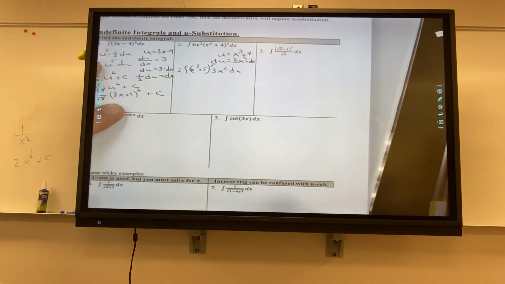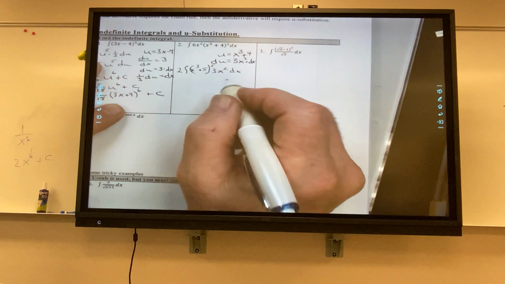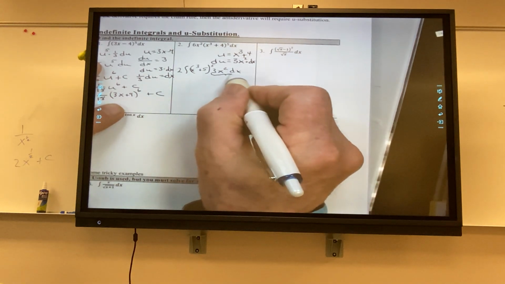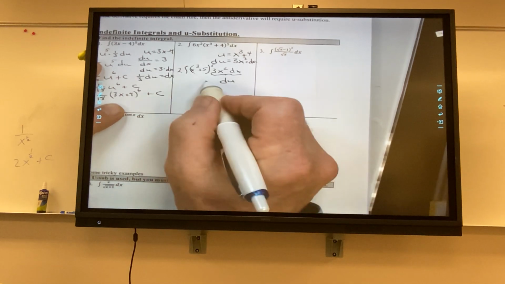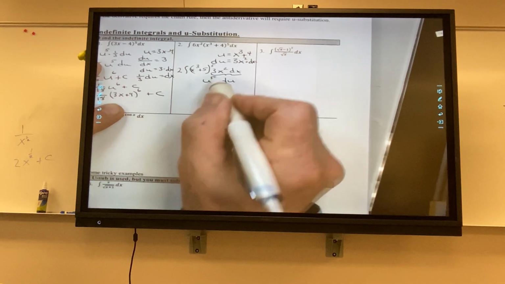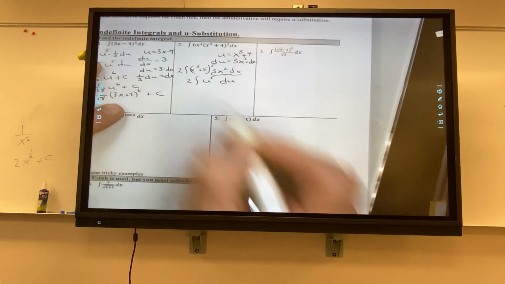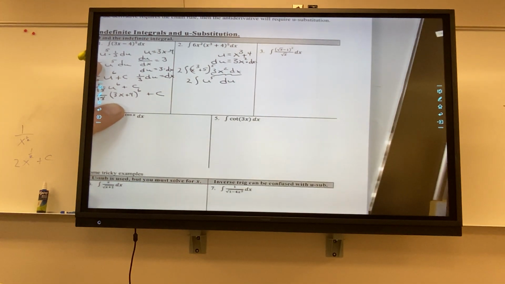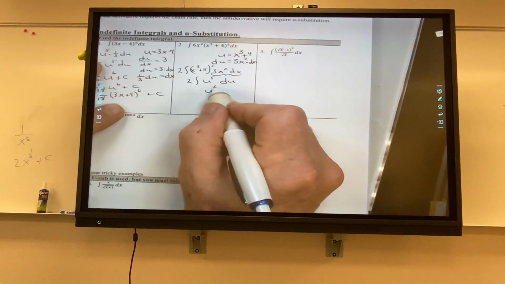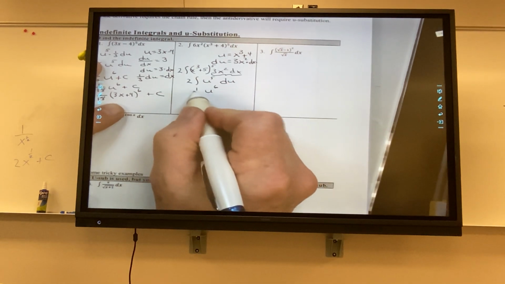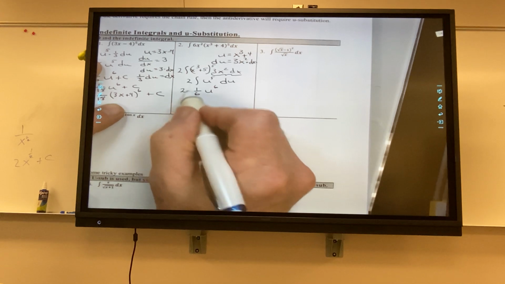some people don't write this step, they kind of do it in their head. So, this is going to be, look at this, 3x squared dx. I can replace this with du. This is u to the fifth. There is a 2. Well, all I do is reverse the power rule. This becomes a 6. This becomes a 1/6. I'm multiplying it by 2.